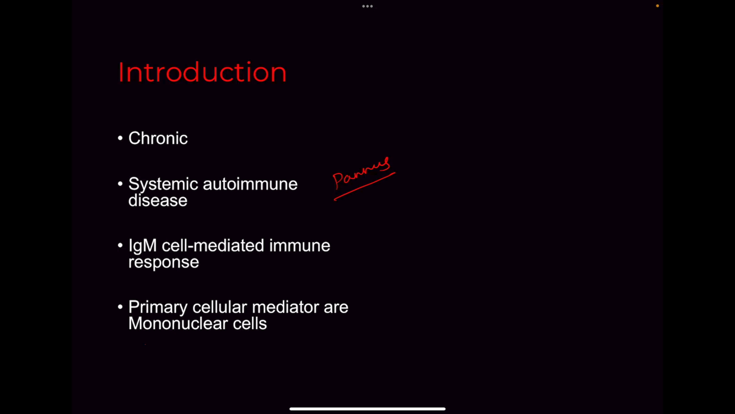And why is it happening? It is because of an abnormal cell-mediated immune response, especially through IgM, and the cellular mediator is mononuclear cells. So mononuclear cells are the primary cellular mediator for the pathology.